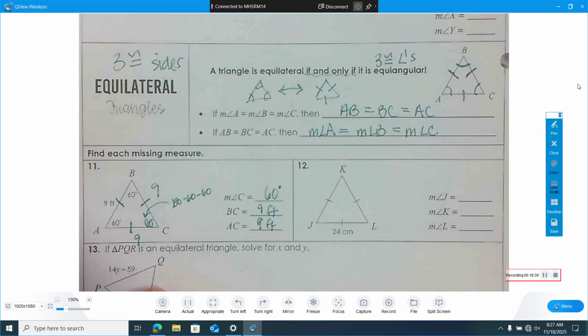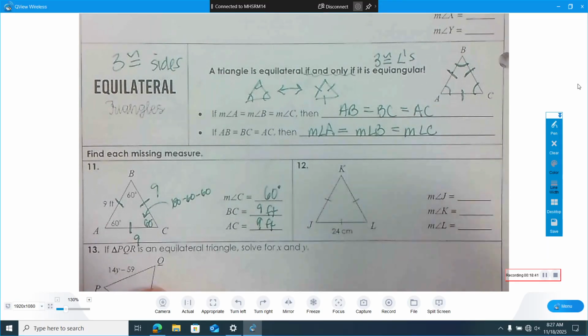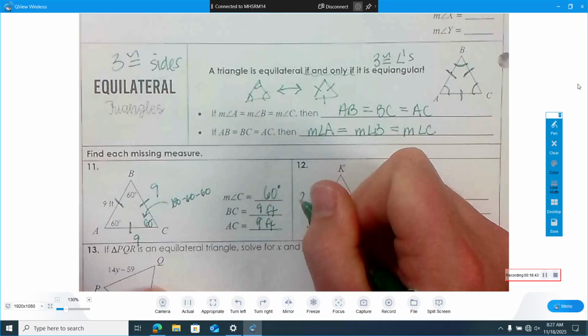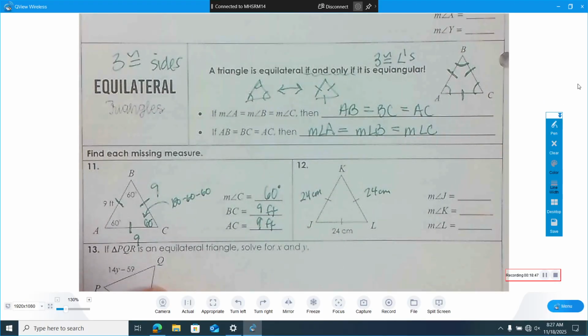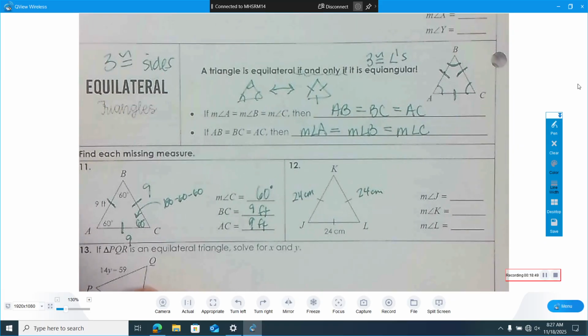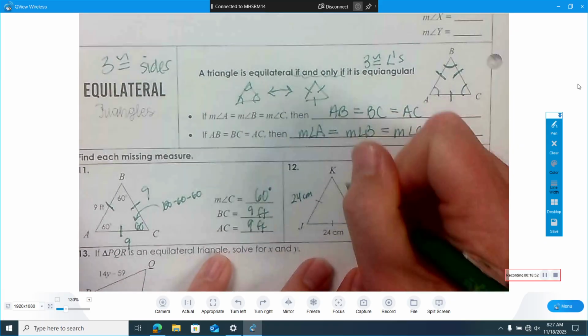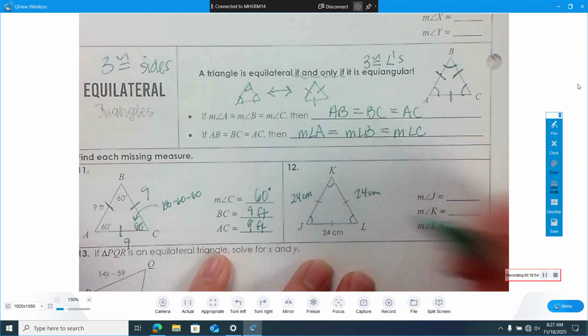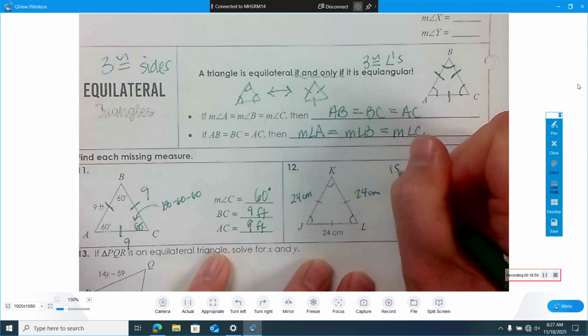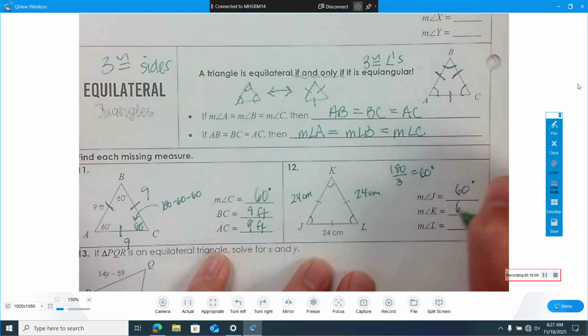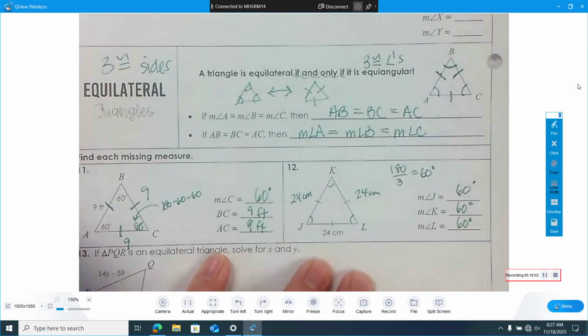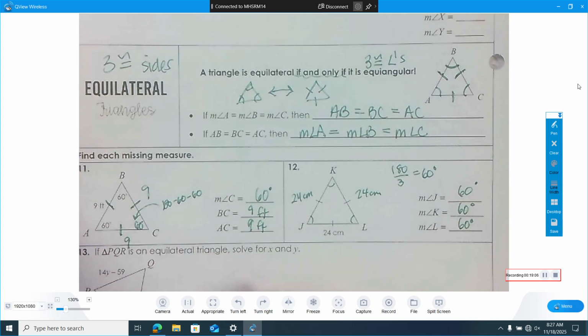All right, number 12. All 3 sides are 24 centimeters. If all 3 sides are 24 centimeters, what also must be true? All the angles have to be congruent. And what is 180 divided by 3? Yeah, 60 degrees. Every single time, since they're all the same. All right, 60, 60, 60.